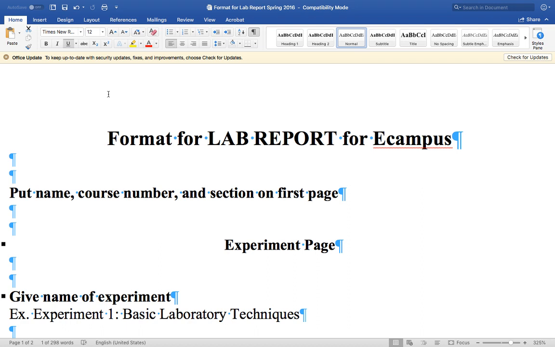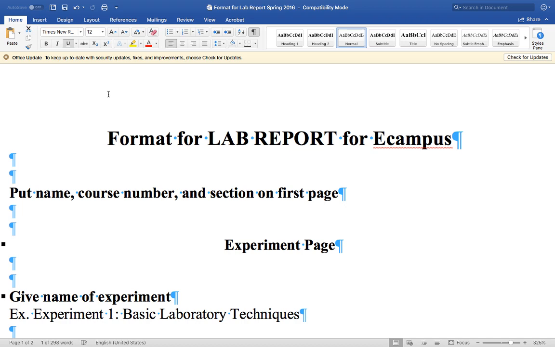The first thing you need to know is that the first page of your laboratory report is your title page. The title page consists of the name of the experiment. That should be the first line. The second line, you should have your name. After your name, you need the course number and section. The course number and section should be on the same line. And these all should be appropriately spaced on that first page.